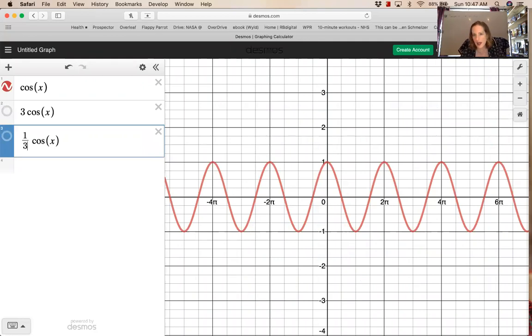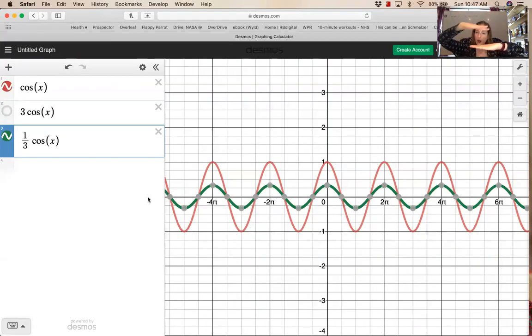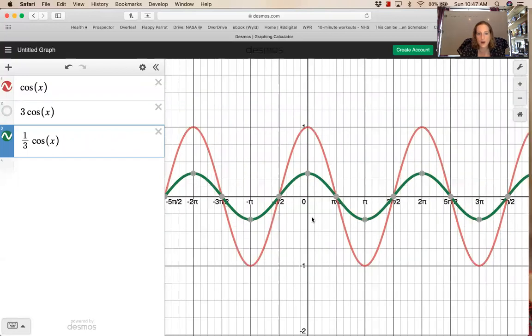All right, well, let's think about 1/3 cosine of x. What do you think is going to happen? What will our function look like? And what will be the amplitude of our function? Well, hopefully you said that our function will be squished, or 1/3 of its original height. And that means that our amplitude is going to go from -1/3 to 1/3. So our amplitude is 1/3.